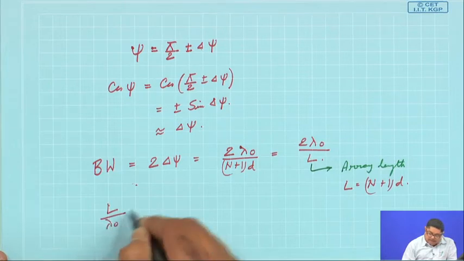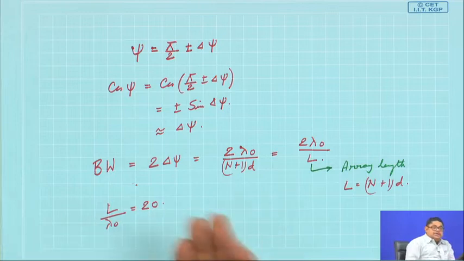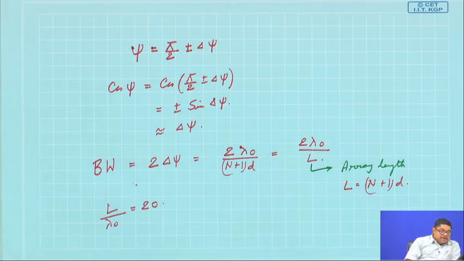So for a beam width of 6 degree, an array of L by lambda naught equal to 20 is required. And if d is almost equal to lambda naught, you can say a 20 element array is required. So as an antenna designer, given the specification of what beam width is required, null to null beam width, you can easily find out how many elements are required. At high frequency, this 6 degree is quite feasible, but at 1 megahertz, this will require an array length of 6 kilometer.